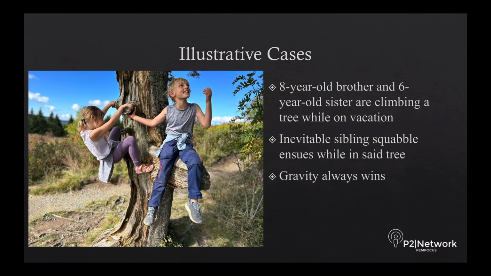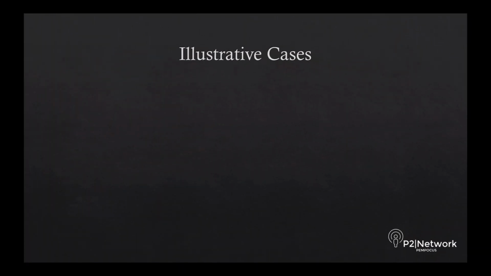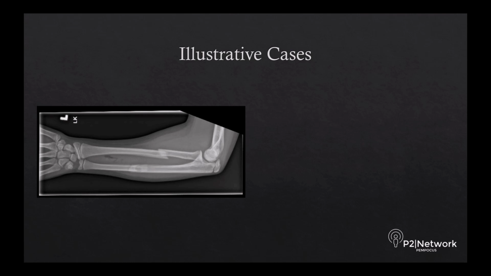Say we have two siblings, an 8-year-old brother and a 6-year-old sister, who happen to be climbing a tree while on vacation. Inevitably, as siblings do, they tend to squabble, and because they're in the tree, they fall, and gravity always wins, and they result in injuries. The 6-year-old sister ends up with a classic both bone forearm fracture. Bread and butter pediatric emergency medicine case, something that's going to be treated with a procedural sedation with the orthopedic colleagues, straightened, put into a cast, and sent home.